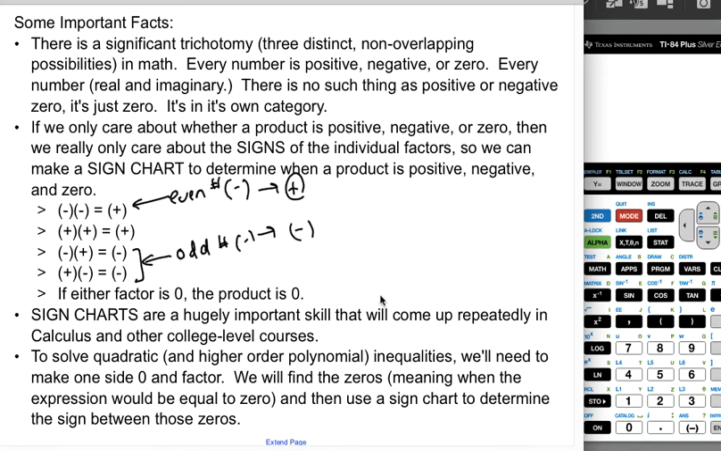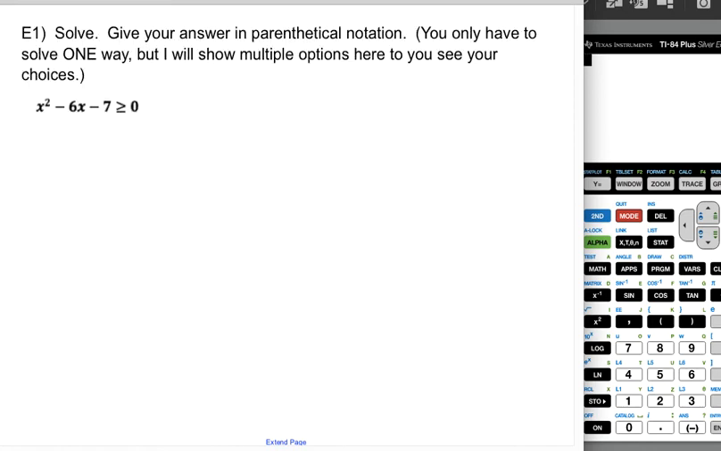Sign charts are a hugely important skill that's going to come up repeatedly in calc and other college level courses. To solve quadratic and higher order polynomial inequalities, we need to make one side equal to 0, factor, and then figure out how to make a sign chart from there. So let's walk through this. We're going to solve and give our answer in parenthetical notation. You only have to solve one way, but I'm going to show multiple options so that you see choices. Okay, so one side is already 0.